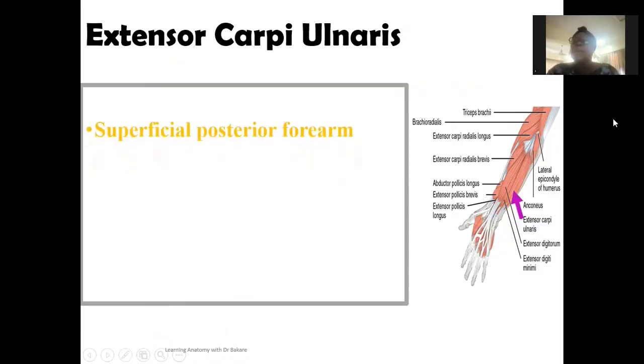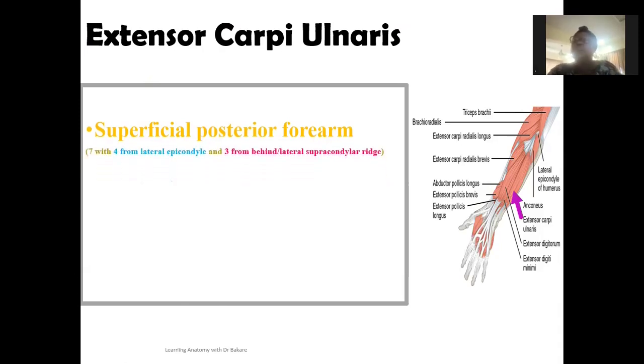The extensor carpi ulnaris is one of the superficially placed muscles within the posterior compartment of the forearm. If we go back to our previous lecture on the muscles in the posterior compartment of the forearm, you see that in that lecture we described the extensor carpi ulnaris as one of the superficially placed muscles. We say that we have a total of 12 muscles in the posterior compartment of the forearm, while 7 of these muscles are superficially placed. The remaining 5 are deeply embedded.